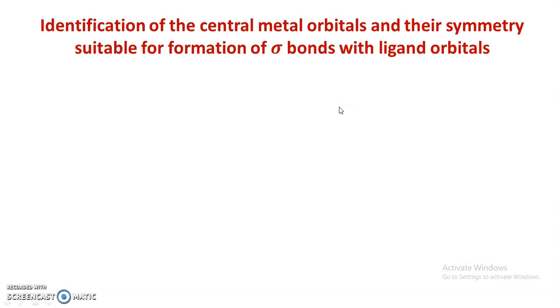Now in octahedral compounds, altogether 15 orbitals are available for the construction of the molecular orbital diagram, and out of these 15 orbitals, 9 orbitals are contributed by the metal atom and 6 orbitals are contributed by ligands. So 9 plus 6, it is 15.